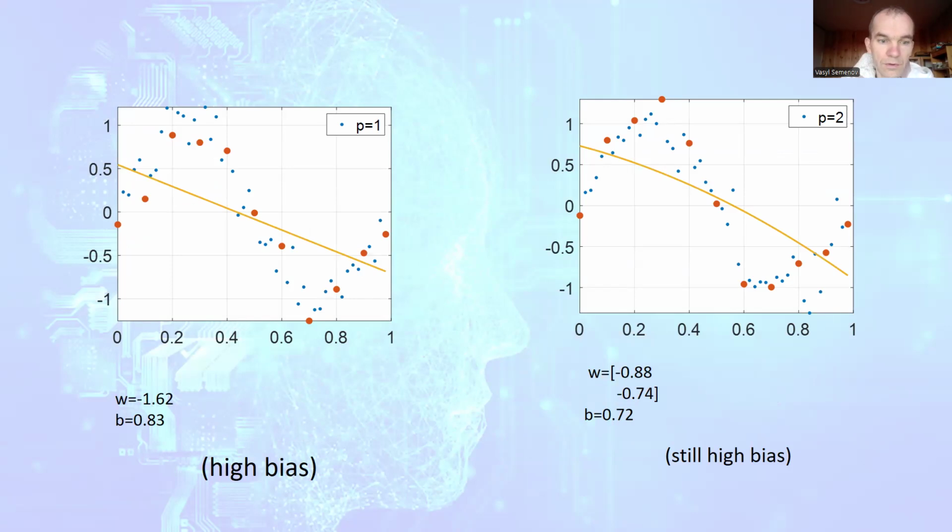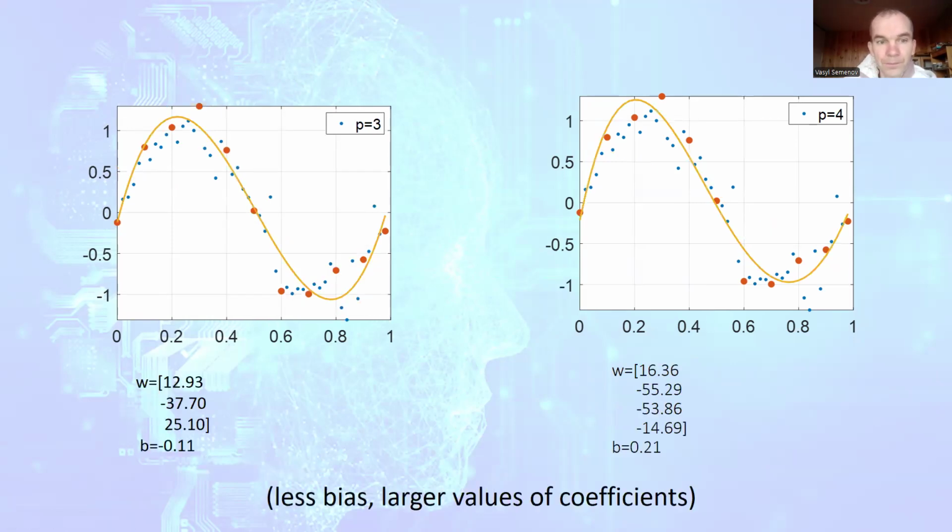So this phenomenon is called high bias. Once we take the second-order polynomial approximation, the approximation is a little better. Yes, some parabolic tendency in the red approximating line, but still we have a high bias. And you can see also the coefficients obtained, polynomial coefficients w and intercept b. But still we have a high bias.